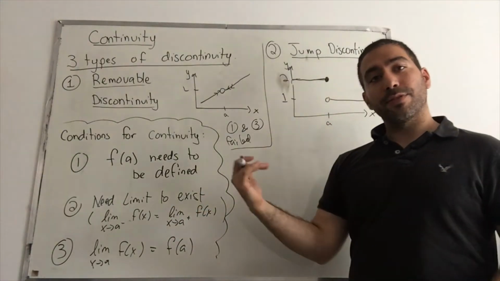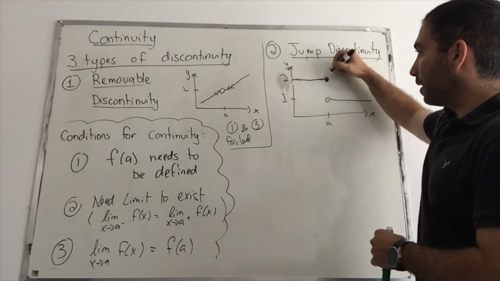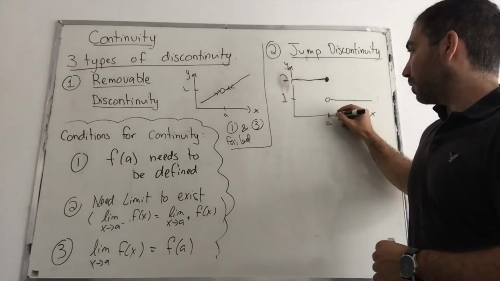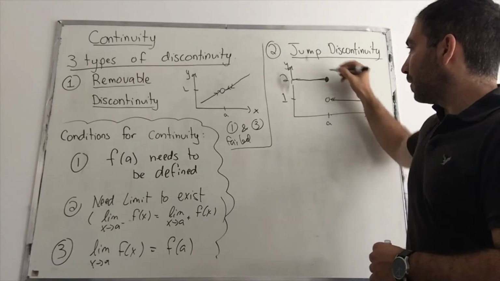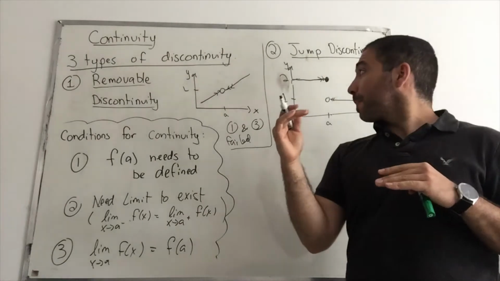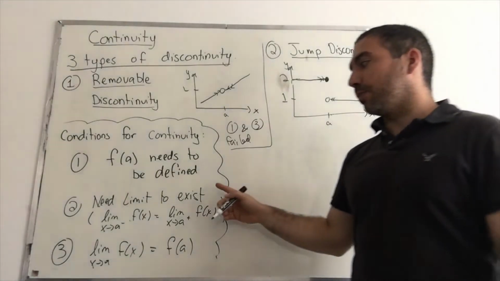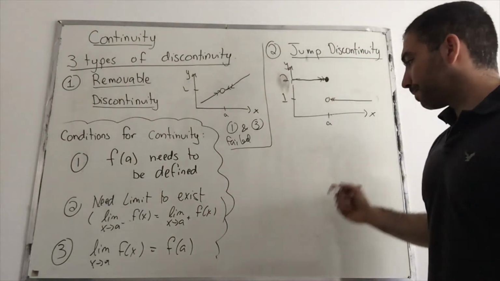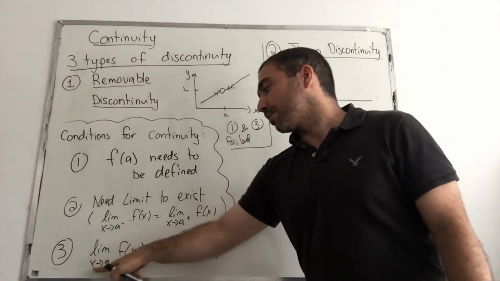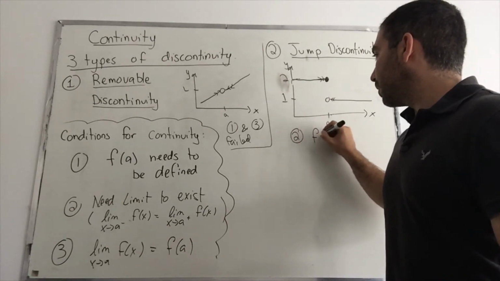Well, no, because the left-sided limit, so as we approach A from the left side, so a bit smaller than A, the function that we're hitting is up here, it's at 2. Yet, when we're taking the right-sided limit, slightly bigger than A, we're coming over here at 1. So the left-sided limit is 2, the right-sided limit is 1. So since the left-sided limit and the right-sided limit do not equal each other, the limit does not exist. So this one here fails condition 2. And since the limit doesn't exist, obviously condition 3 is failed as well because there's no limit as x approaches a of f of x. So let's say condition 2 fails for jump discontinuities.